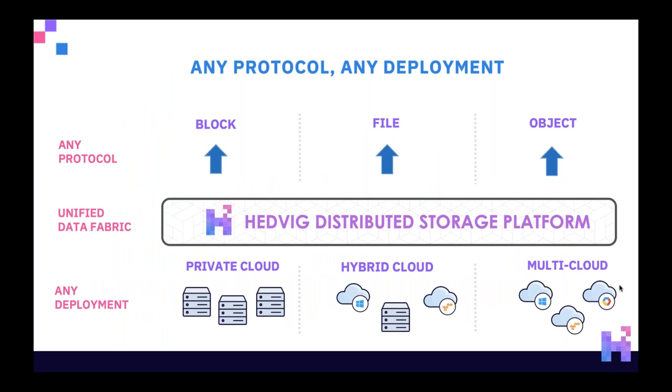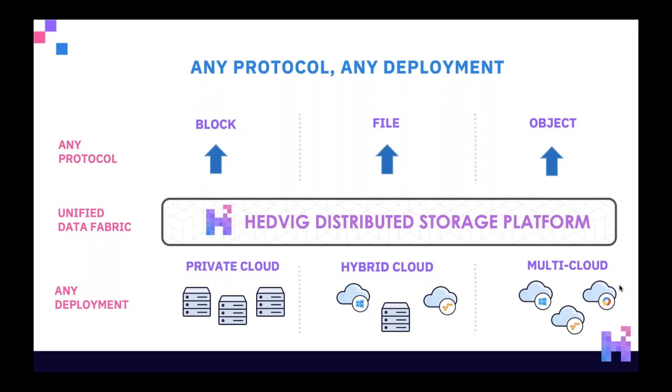In terms of protocols, Hedvig supports all these different traditional protocols, which is block, file, and object. From the block point of view, we support iSCSI and OpenStack Cinder. For file, we have NFS. And for object storage, there is AWS S3 integration and OpenStack Swift as well. And that allows us to support these different kinds of workloads and be a good fit for primary as well as secondary storage requirements.